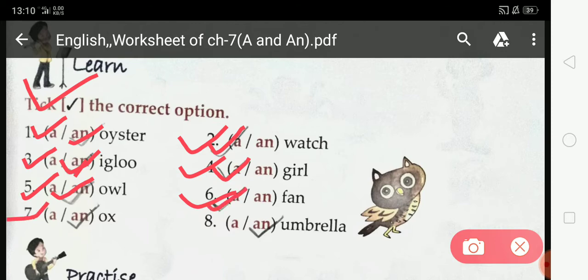Now come on seven, ox. In ox, O is a vowel, so you have to use AN before ox. Come on eight, umbrella. Students, in umbrella, U is the vowel sound, so you have to add AN before umbrella. So here you have to take AN.